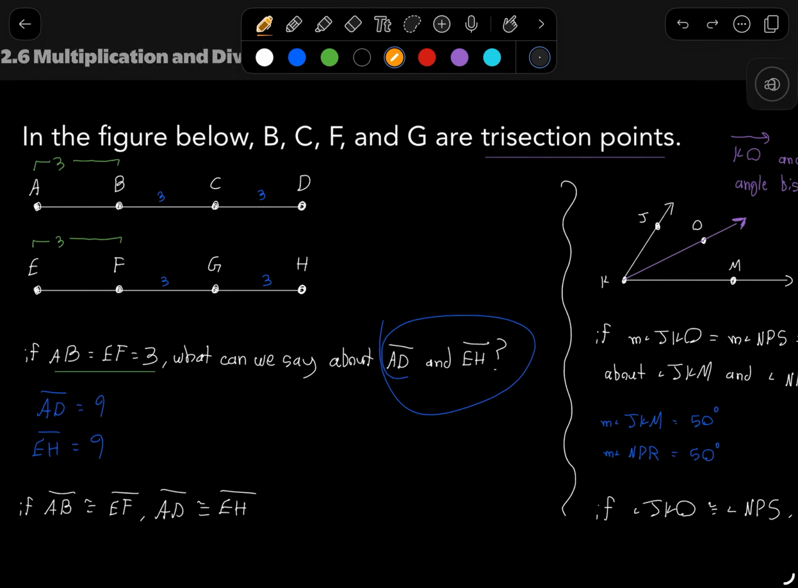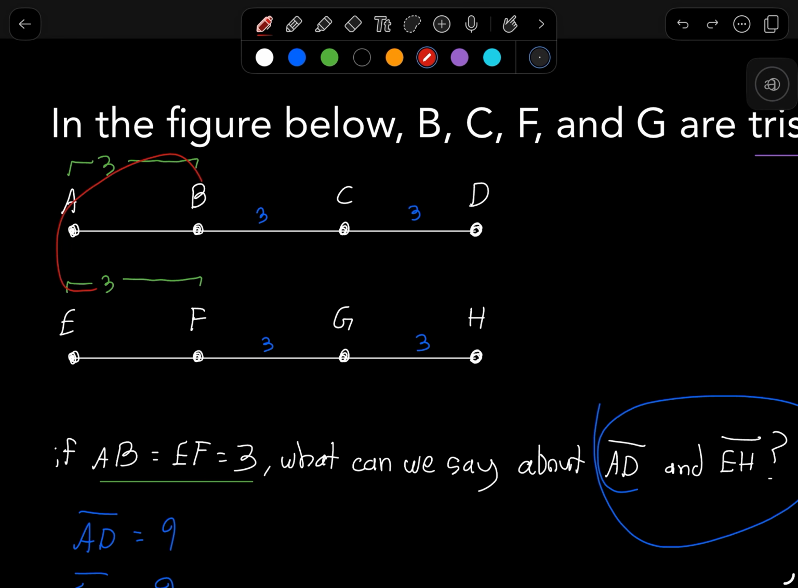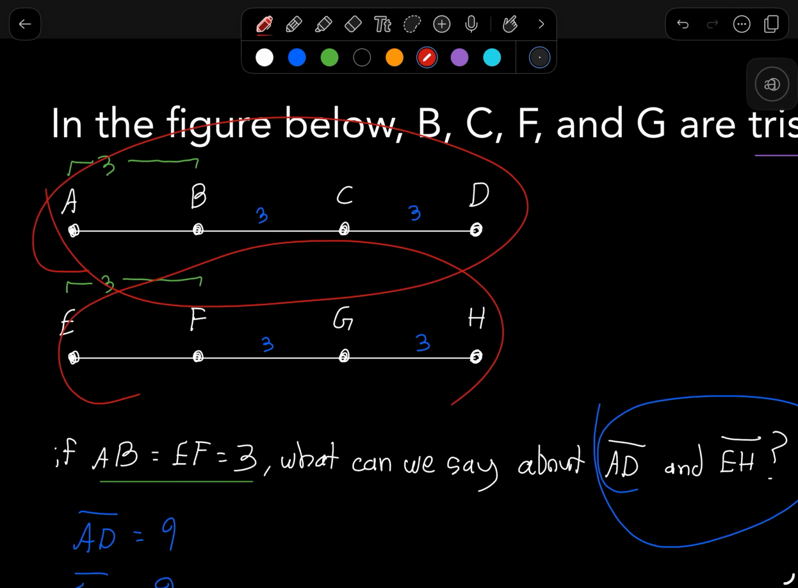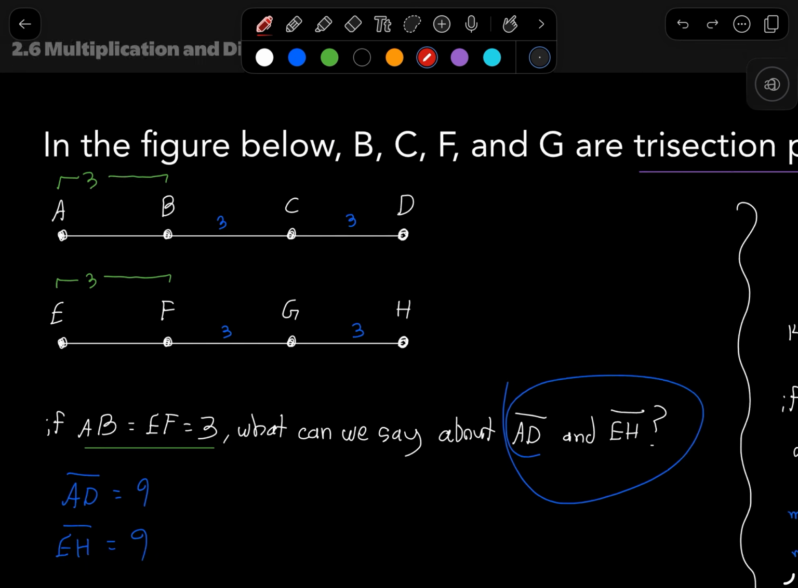So again, because we know that these are trisection points and we know that AB equals EF, we can make the conclusion that any multiple of AB or EF, so it could also be AC or EG, are equal. It can also be, of course, AD and EH that are equal. So that's where the multiplication property kind of emerges from.